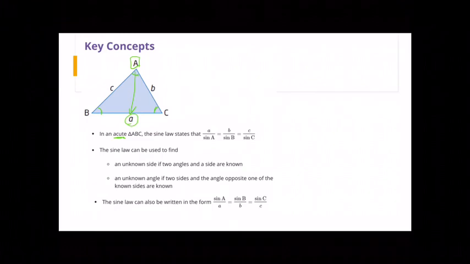So we need to have three pieces of information if we want to find something. So we need to have one complete set and one of the opposite that we're trying to find. That's basically what that's saying. We have one complete side and opposite angle, and then the opposite of whatever we're trying to find.